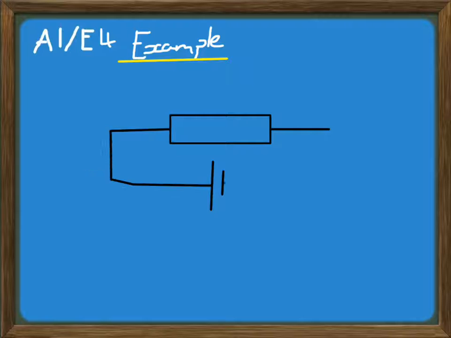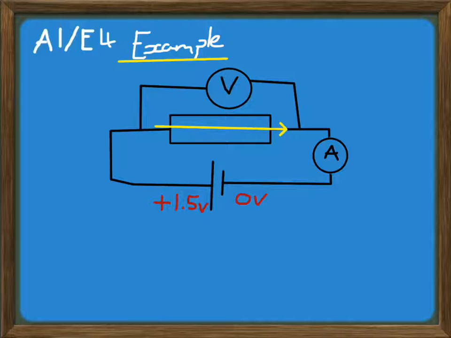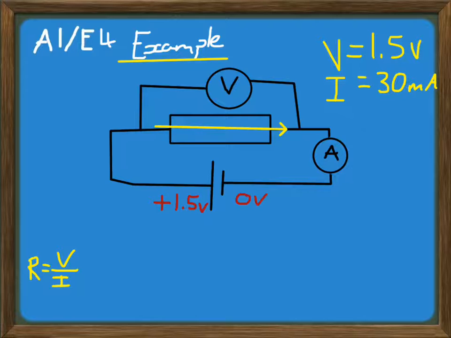Example 1. If we take a single resistor and we have it in a circuit with a single cell producing 1.5 volts, we can work out its resistance as long as we know the current through that component. To do that, we need to use a voltmeter and an ammeter, and they will both give us some given values that we can use in that original equation, which was R is equal to V over I. So there we have our ammeter and our voltmeter, and let us presume that our voltmeter has said that we have 1.5 volts across the resistor and a current of 30 milliamps.